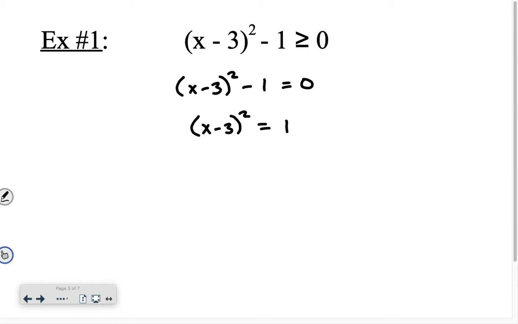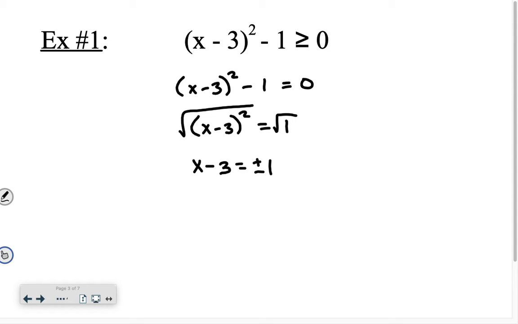We take the square root. Okay? Now we get rid of the squared. We take the square root of both sides. Okay. So that unsquares the left-hand side, leaving you with x - 3. And on the right-hand side, what do I have to remember? Plus or minus, because we're taking the square root in an equation. And the square root of 1 is 1.